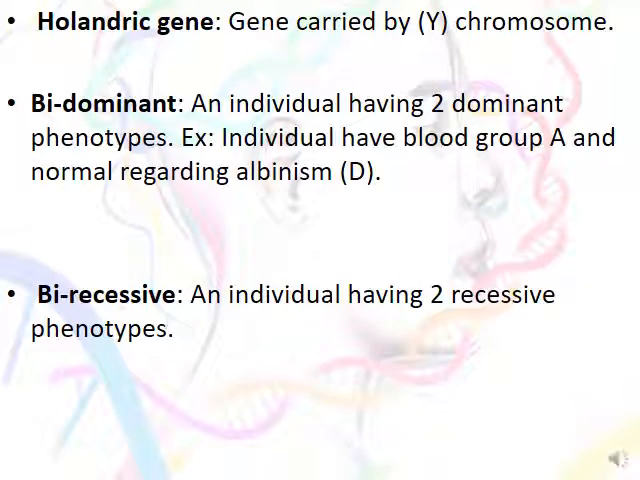What is the meaning of holandric gene? A holandric gene is a gene that is carried by the Y chromosome. So the gene found on the Y chromosome is called the holandric gene.